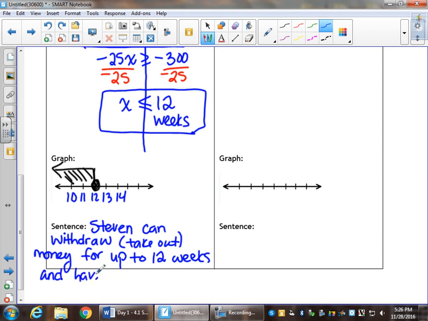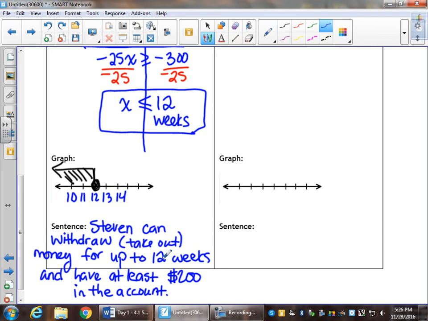And have at least 200 in the account. So up to 12 weeks, which means 2 weeks, 3 weeks, 4 weeks, 5, 6, 7, 8, 9, 10, 11 weeks, 12 weeks, all of that is possible. Up to 12 weeks, she can take out the $25 every week and be okay.